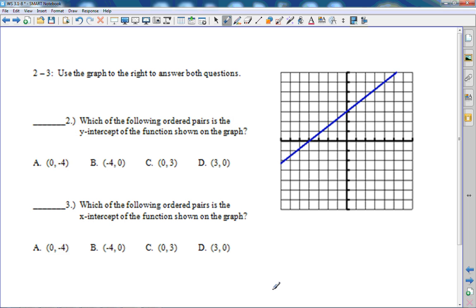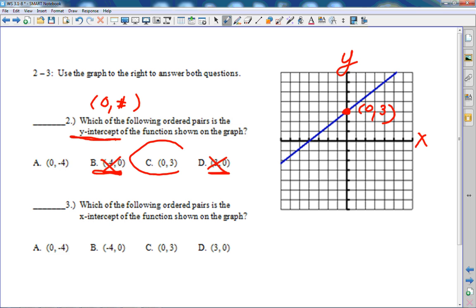Here's my next ones. See if you can find the answer. The first one, I'm looking for the y-intercept. My y-intercept, I know it's got to be 0 and some number. So what could I eliminate? Oh, I could eliminate this one and this one. See, it has the x number. So this is not it, and this is not it. The y-intercept, I go up here and I put a dot. Remember, this is my x-axis. This is my y-axis. 1, 2, 3. 0, 3. So my answer is C.